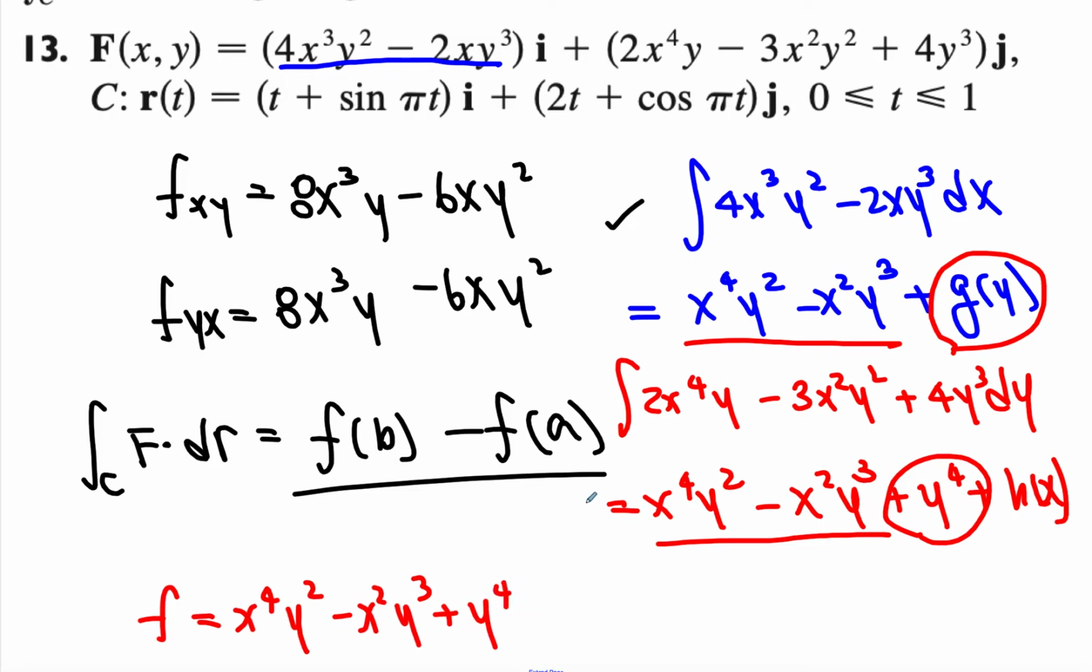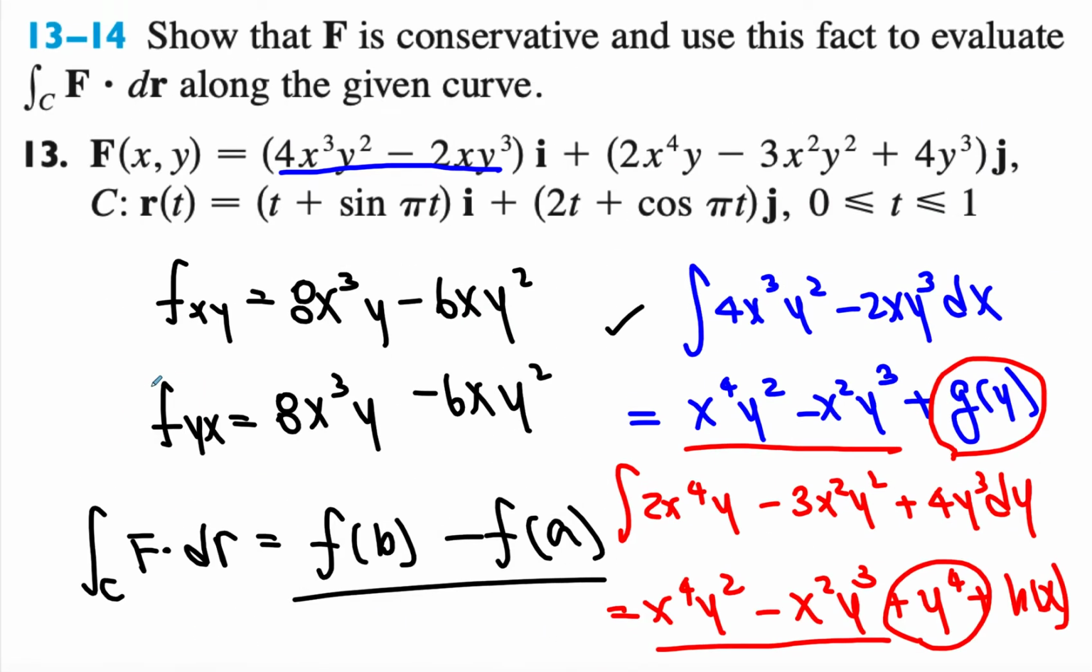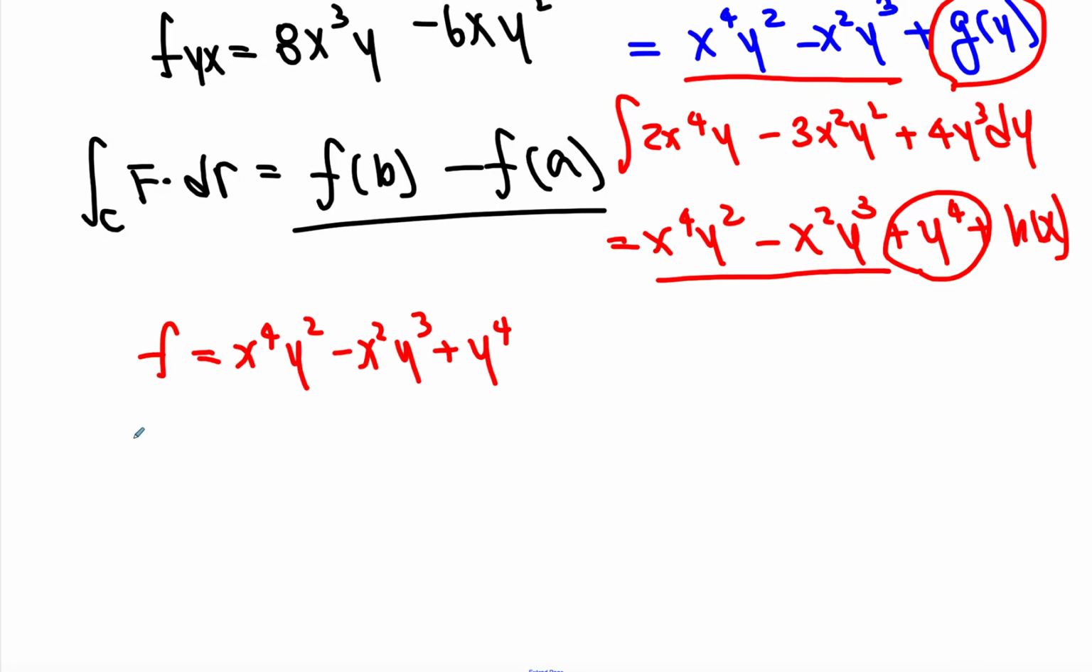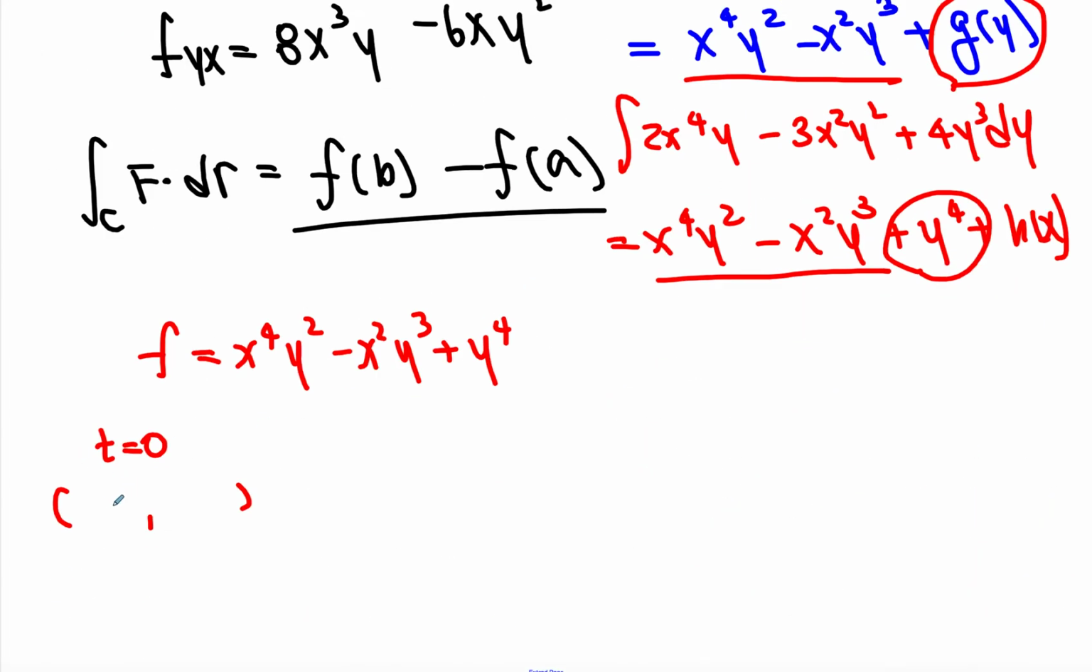Now, what are the points? We realize that t goes from 0 to 1. When t is equal to 0, what's the value of x and what's the value of y? Let's look at it. When t is equal to 0, this is equal to 0, and this is equal to sine of pi. What's sine of pi? That's also equal to 0. So when t is equal to 0, the x component is equal to 0. And for the y component, this one becomes 0 and then this one becomes 1. So we get (0, 1) as the first starting point.